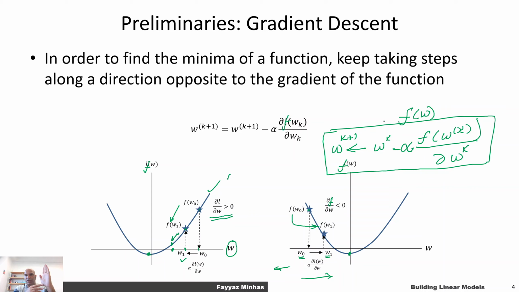If the slope of the function is negative, then that means if I increase the value of x, I'm going to decrease the value of the function. And if I keep on changing the value based on this rule, that is, move in the direction opposite to the slope, I'm going to reach the local minima of the given function.